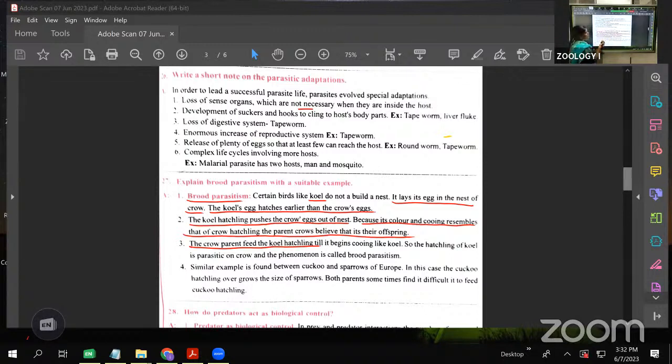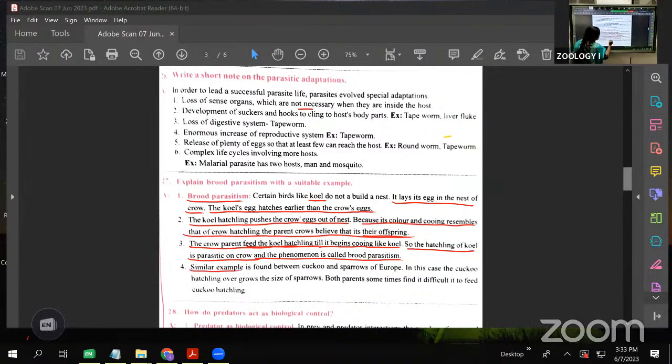The parent crow imagines and believes it is their offspring. They believe that they are their offspring. That's why they feed the cuckoo hatchlings from the beginning. Next, the hatchlings of these parasites of the crow. This phenomenon is called brood parasitism. It means the brood is given to the parasite. It means the brooding is inside the parasite. It is called brood parasitism.